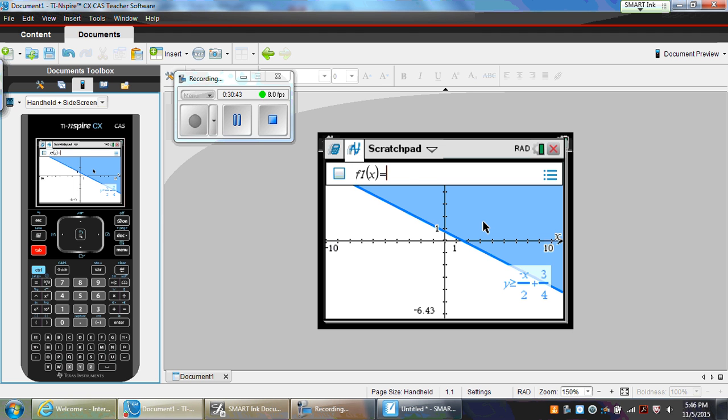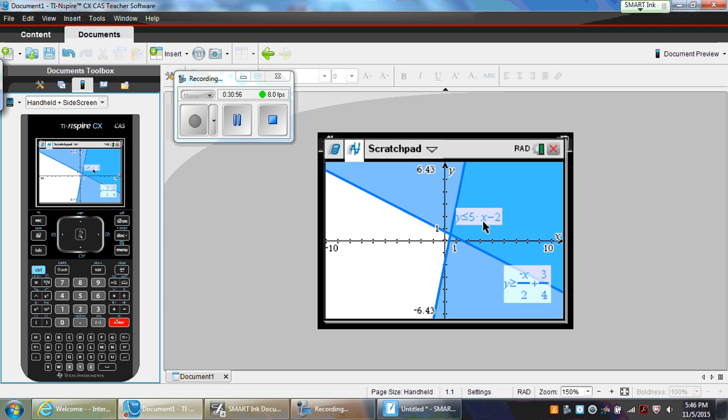Again, press the delete button. Now we need less than, and we will need 5x minus 2. We press enter. Remember, the solution to the system of inequalities is the shaded region where the two colors intersect. Here we have blue and blue, so you will select the darkest blue, the area shaded in darkest blue. So this will conclude the video.